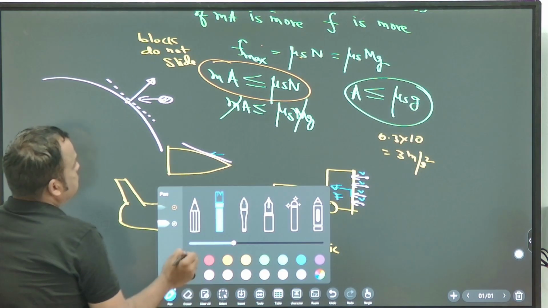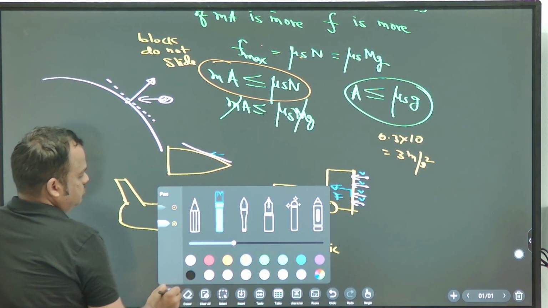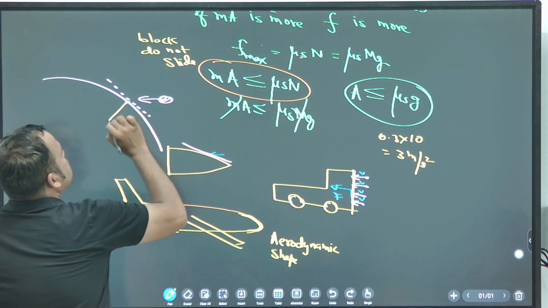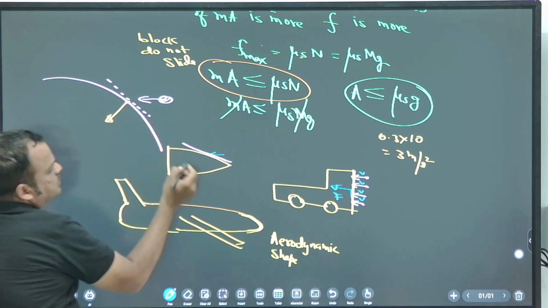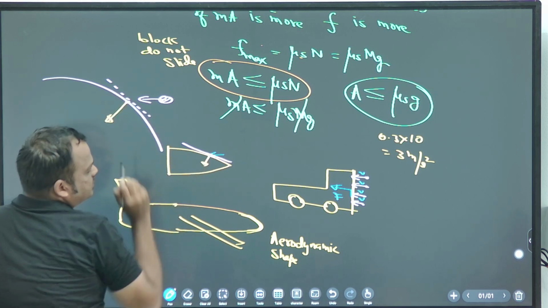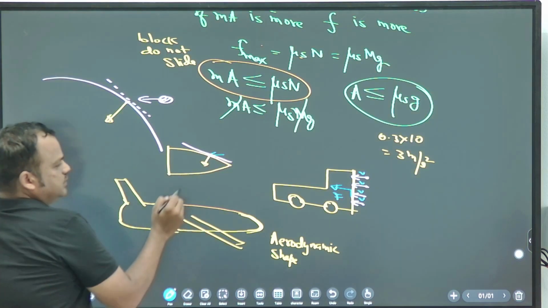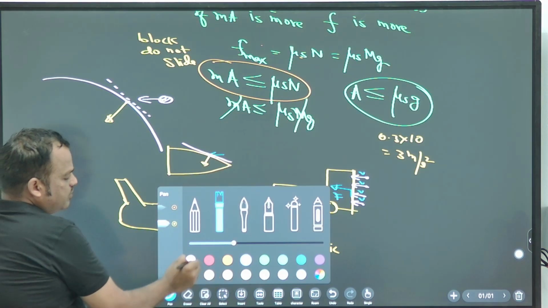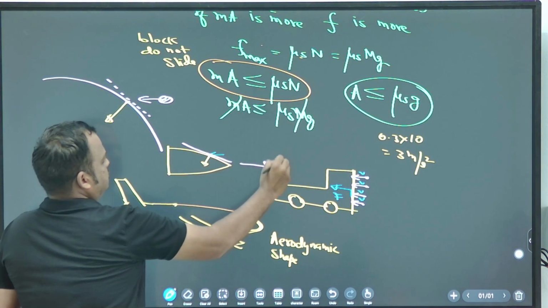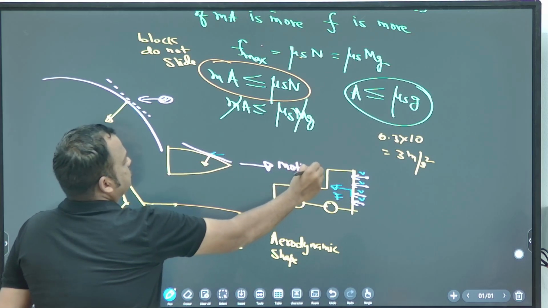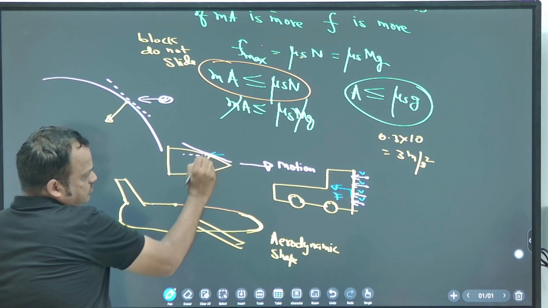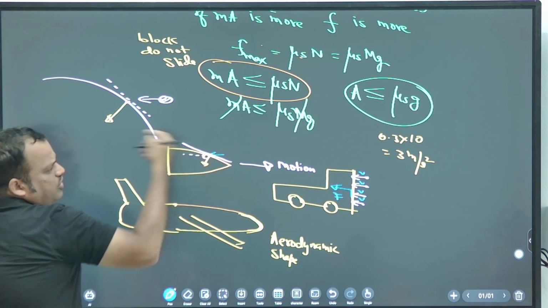So the force will be perpendicular to the surface like this. So here the force will be like this. Are you getting? So it is not opposite to motion. The boat is going where? Right side. But the force is not left side. Force is making some angle. Correct? So is the force more or less?